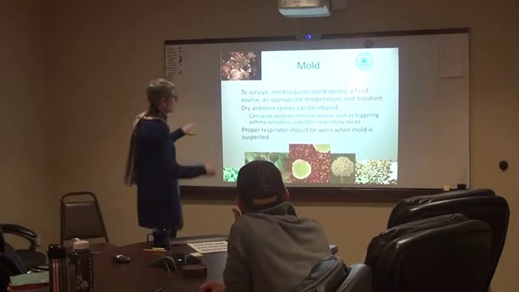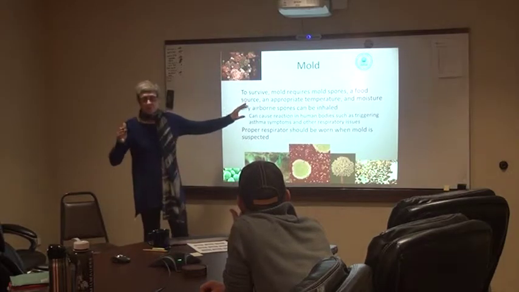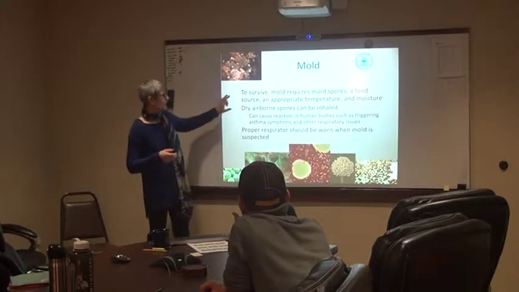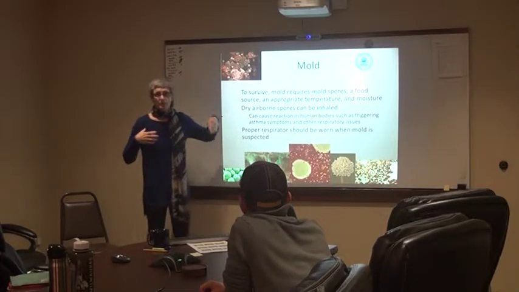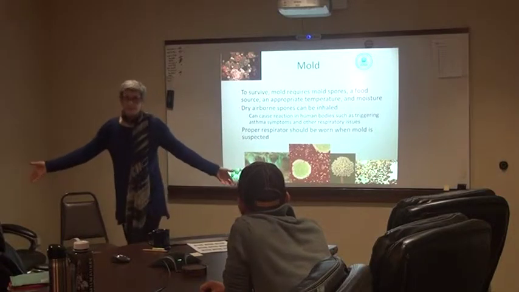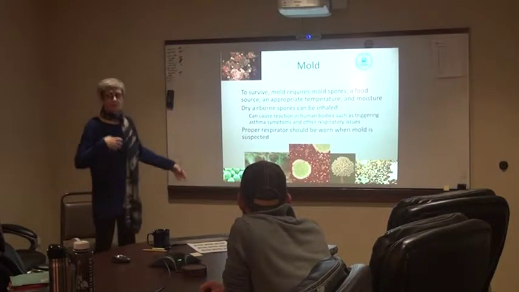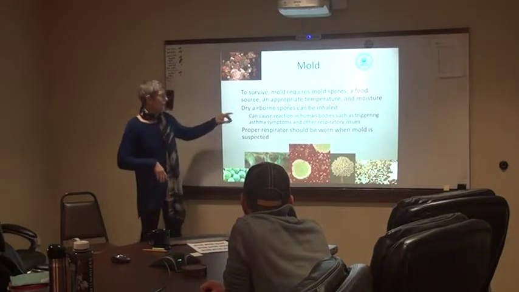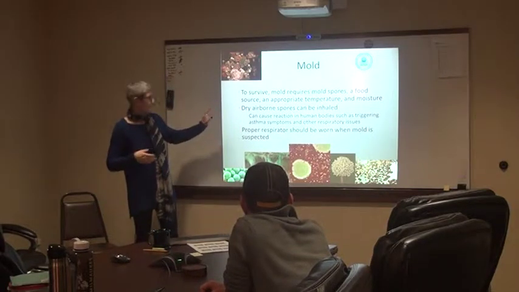So first of all, you have to have the mold spores. And then you have to have a food source, which for mold can be just about anything. And appropriate temperature, which is about the temperature that we live at, so it's a pretty wide range. And some moisture, and that's all it needs.